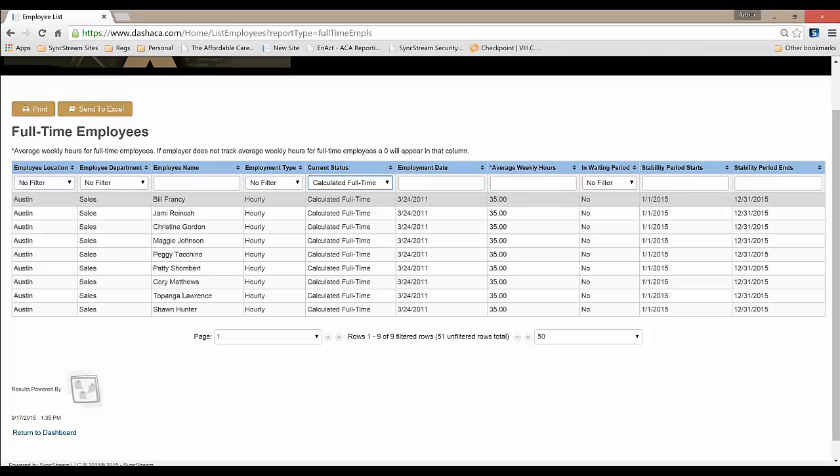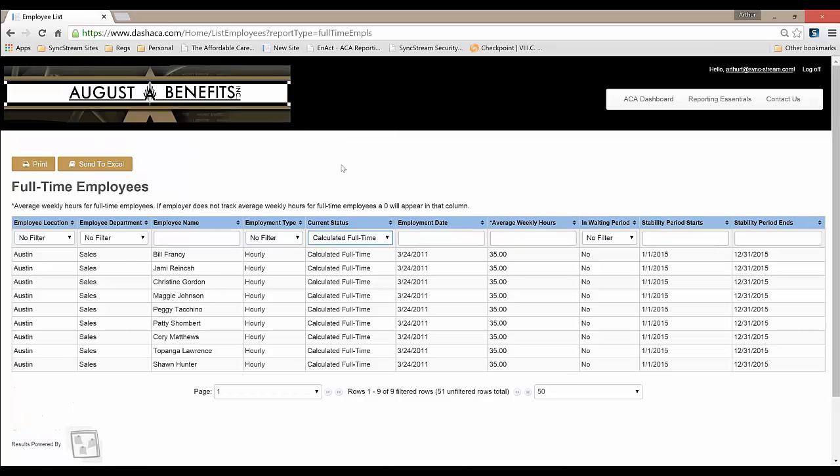on that information. All of the information in any of these reports can be filtered by the user, so you can get to specific pieces of information. So for example, maybe you wanted to search by a certain location or department, or even just find a specific employee. All of this can then be sent to Excel or printed in the format that you're currently looking at.